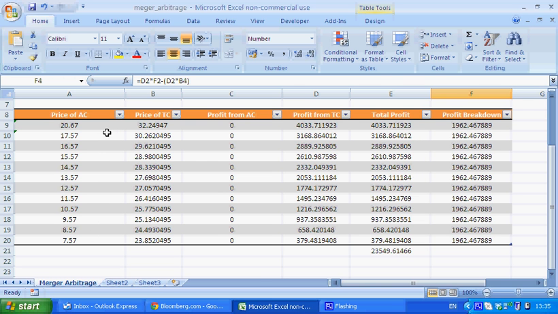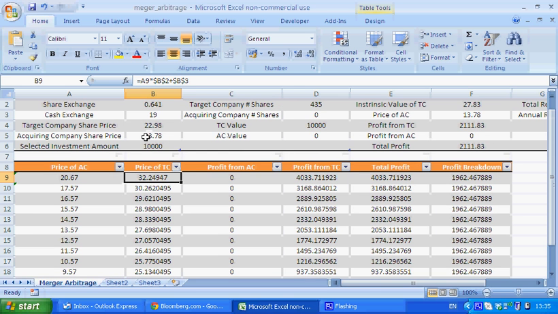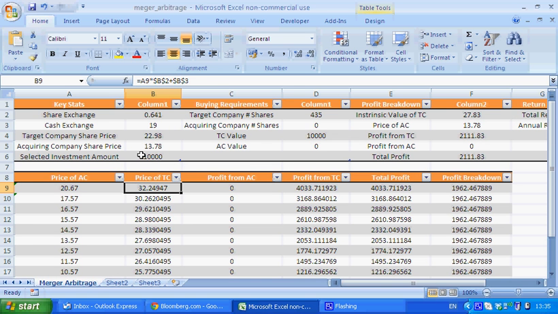So this is just going to be a test to see if our total profit is going to be the same if it's $20 as if it goes to $7. So remember, the intrinsic value of TC is entirely based on the price of AC, because you're receiving 0.641 in exchange of AC.